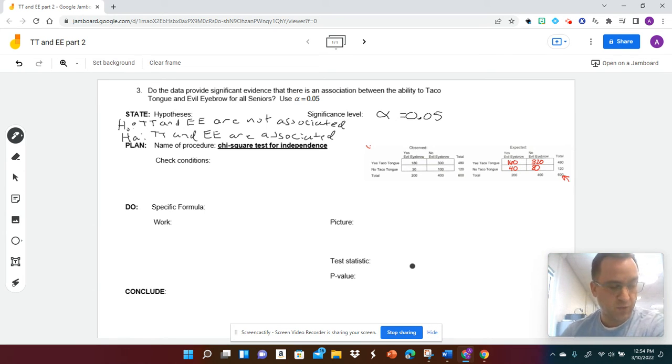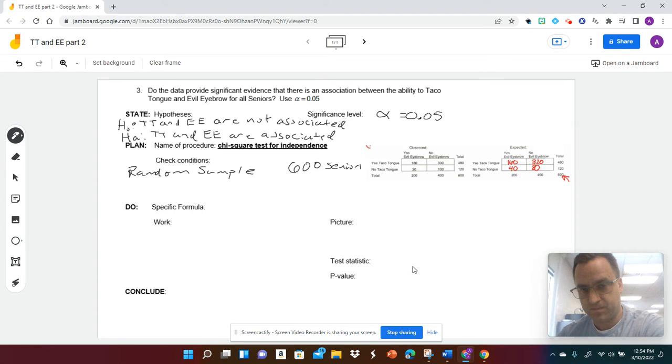So now we have to check our conditions. We have a sample of 600 seniors. So we took a random sample, and we have 600 seniors, so it's a large random sample. And our other one is we have to have all large counts. The expected counts for each cell have to be bigger than 5.